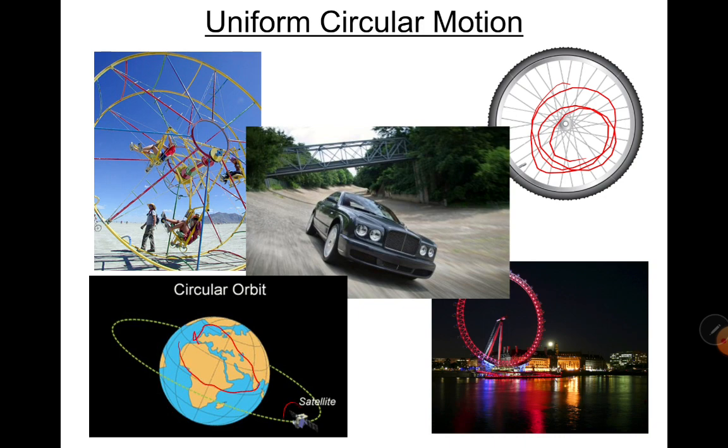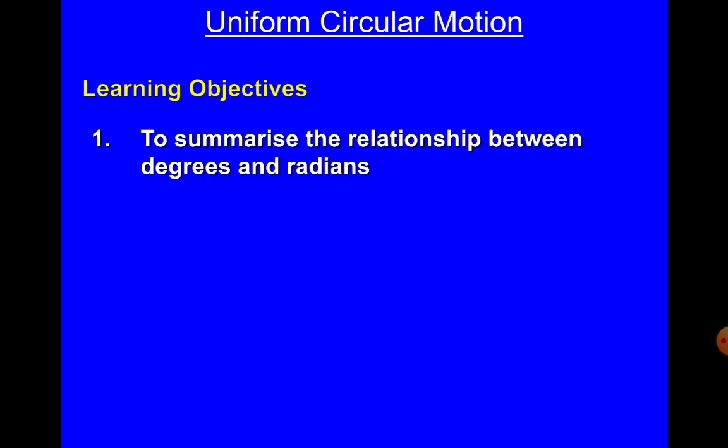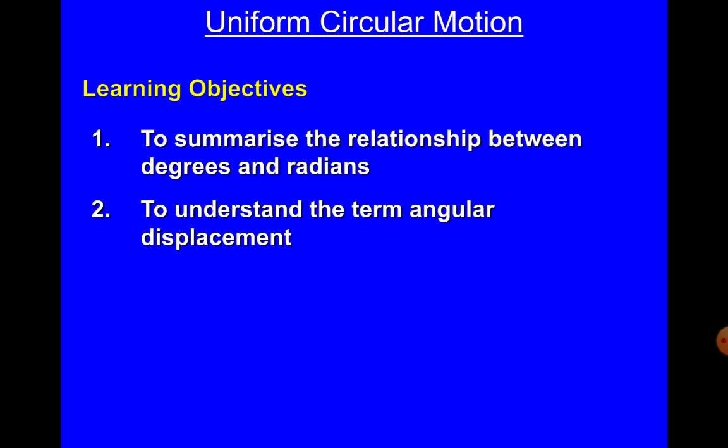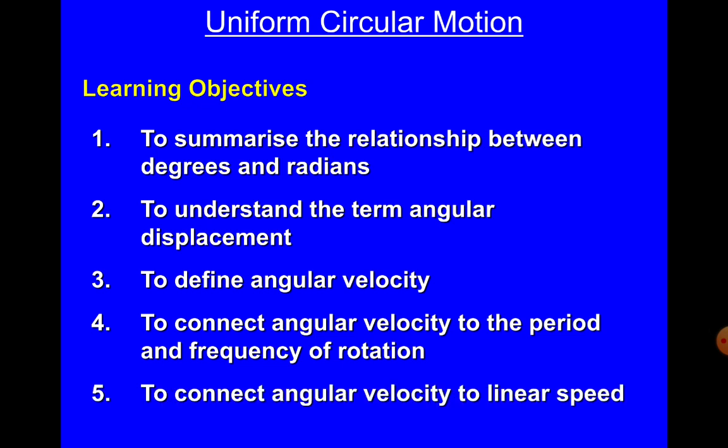the Earth, the satellite that's moving around the Earth, the London Eye, and a car that is moving in a circular motion. Many motions are related to circular motions. We will summarize the relationship between the degrees and radians to understand the angular displacement, angular velocity, and connect angular velocity to the period and frequency of rotation. And we will connect angular velocity to linear speed.